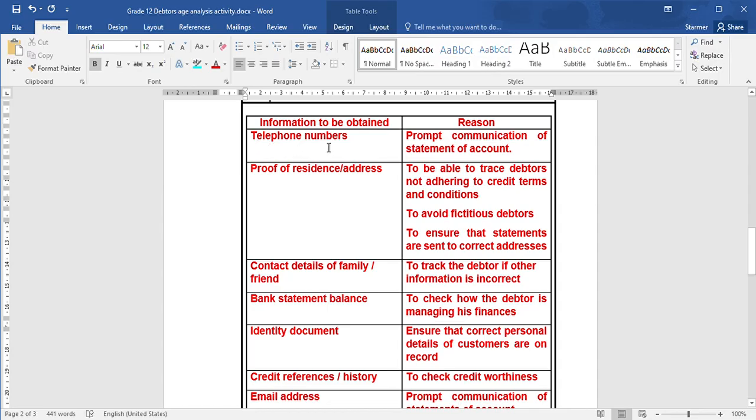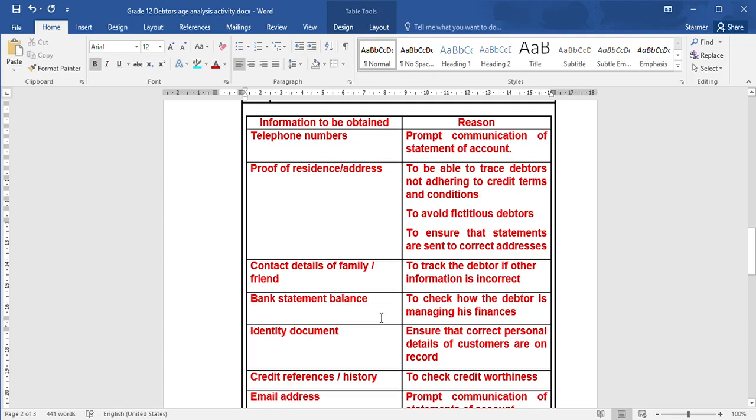So for example, a telephone number so you can communicate promptly, proof of residence or their address to make sure you can trace the debtors that don't stick to the credit terms, to avoid fictitious debtors. That's where people make up an address and say it's their address, and then when you investigate you see that there's no such person at that address. And to make sure, if you're still using post, to send these statements to the correct address. Contact details of family or a friend or whatever, that's to track the debtors if other information is incorrect.